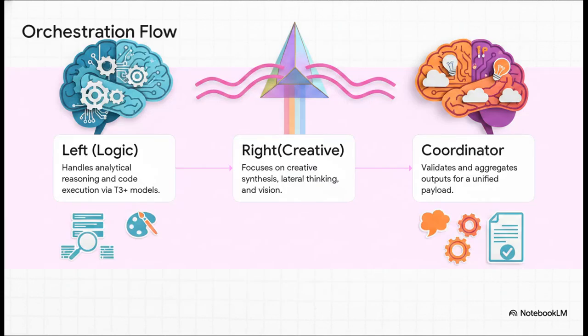So here is how that orchestration actually flows in practice. On one side, you've got the left hemisphere. That strictly handles logic, reasoning, and code using powerful T3+ models. At the exact same time, the right hemisphere focuses on creative synthesis and vision. Then, acting as the ultimate judge, you have the main coordinator. The coordinator evaluates outputs from both of those hemispheres, resolves any contradictions, and pulls together a final, validated payload. The absolute key takeaway here, all of this generation happens in parallel, not sequentially.